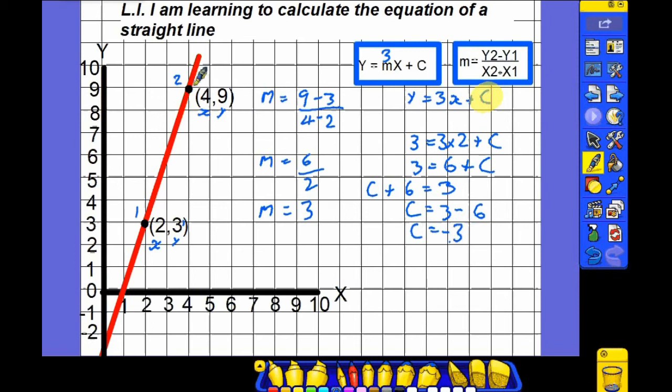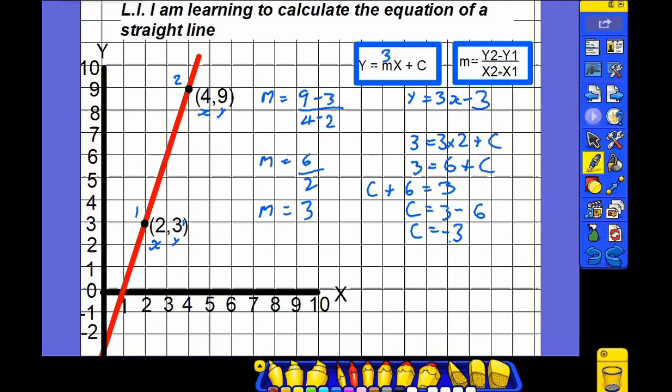Well, let's look at the line. We said the c value tells us where it crosses the y-axis, and sure enough, it would cross all the way down here at around minus 3. So the equation of this straight line then has to be y equals 3x, and it says plus c, but actually it's a minus value, so it's going to be minus 3. There is the equation of our straight line.